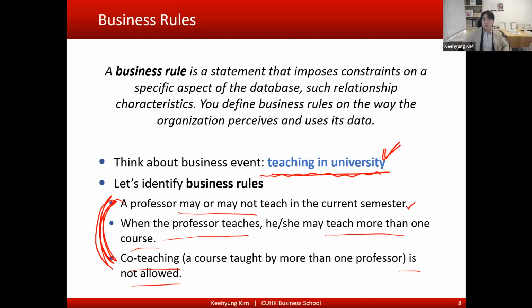So the next step is this. Once you identify a business event and once you infer business rules, now we have to do the entity relationship modeling. So we actually start drawing something. We are going to start to draw a diagram, which we'll call the entity relationship diagram.